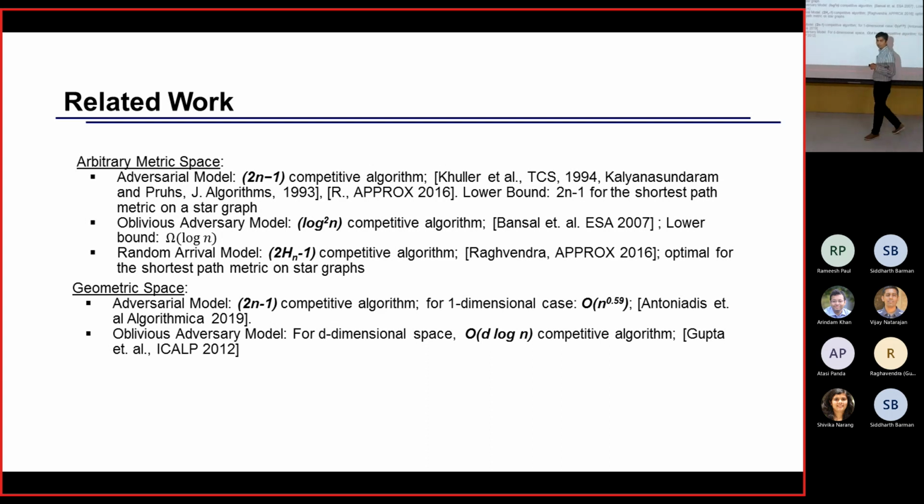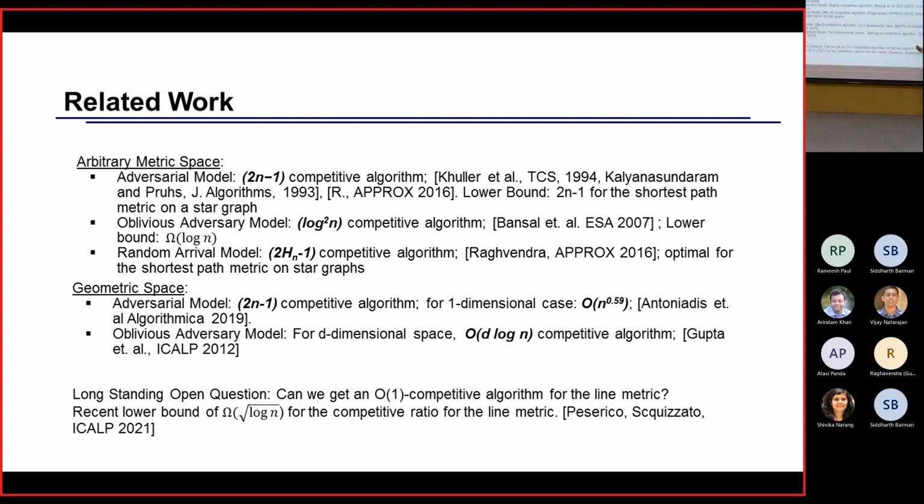So what if you're restricted to a geometry and you do anything better? And the best known solution for the line metric. So if you think of your metric to be simply a line, the best known competitive ratio was n to the 0.59. And the lower bound for this was a constant. So the known lower bound was a constant, the upper bound was n to the 0.5. And the long-standing open question back in 2016, when I actually started working on this, was can we get a constant competitive algorithm for the line metric?